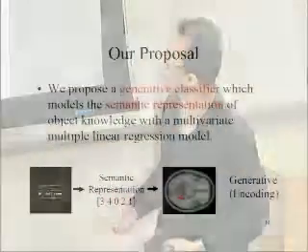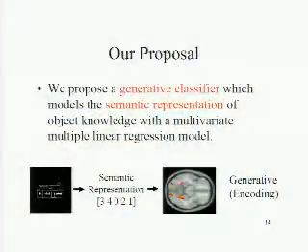So our proposal is a generative classifier that models the semantic representations of object knowledge. Instead of learning the direct mapping between the brain activity scans associated with a concept like a house, we decompose the meaning of an object. We represent it with some kind of semantic representations. So, for example, for a house, you associate what it looks like, what it is used for.